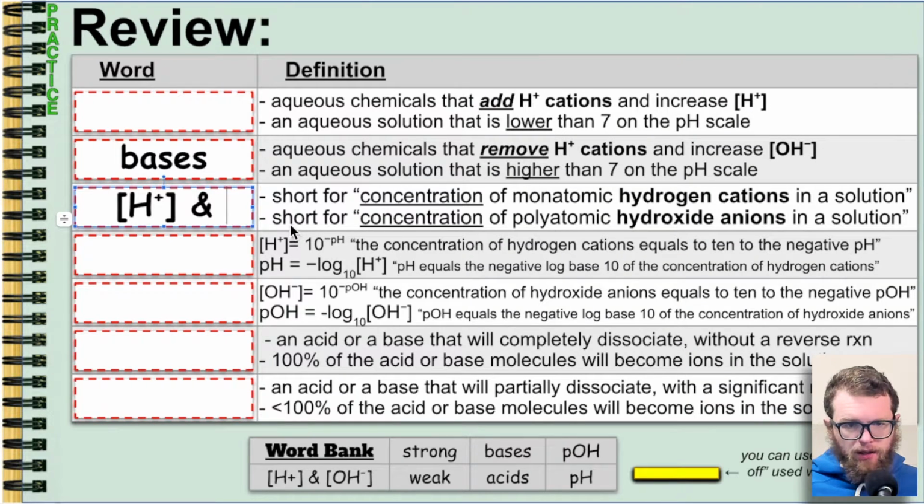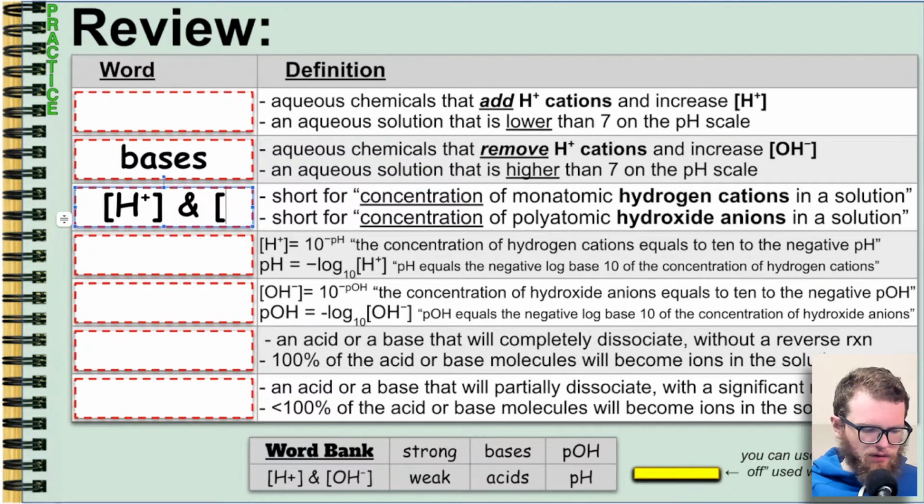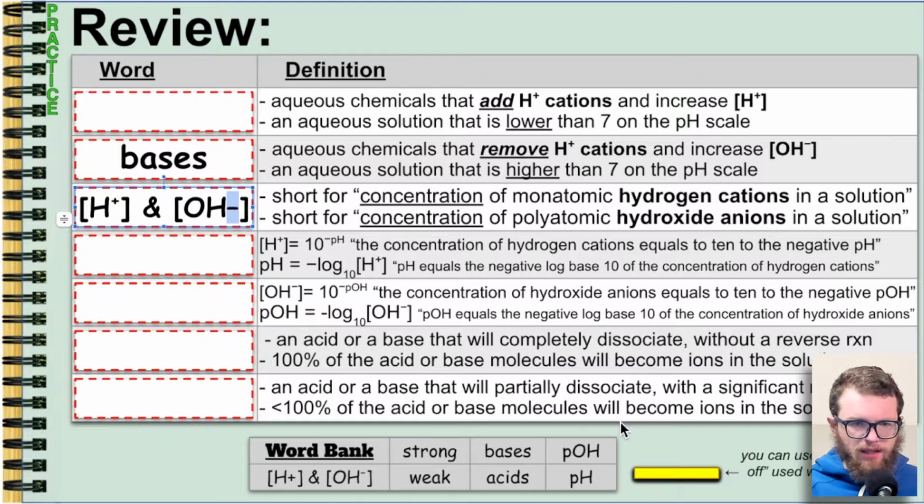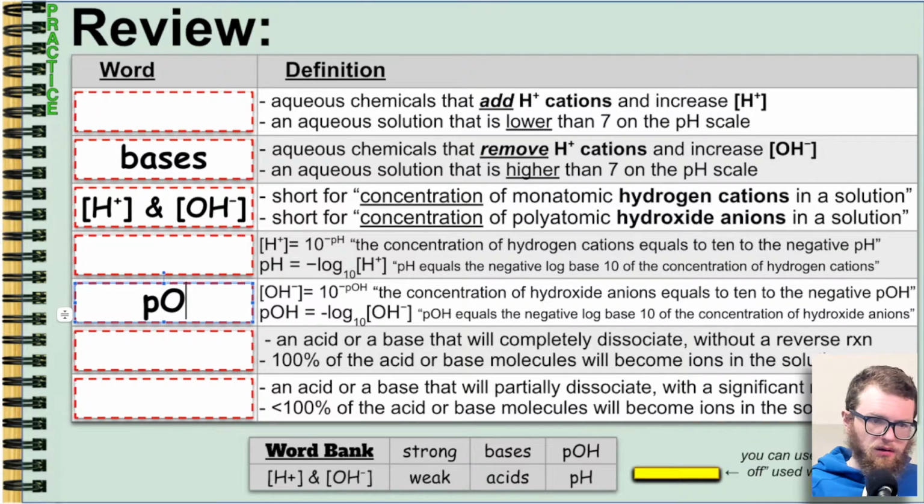And then the other one here, short for the concentration of polyatomic hydroxide anions in solution, is the concentration of OH-. And again, I select that minus sign, and I hold down control and tap period, or command period on a Mac, to make it superscript. The concentration of OH- ions is equal to 10 to the negative pOH. That is our pOH definition.